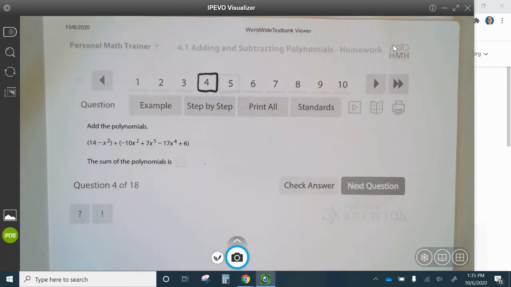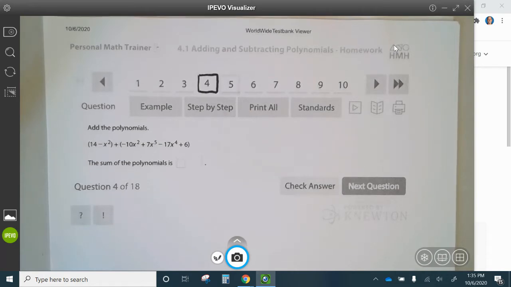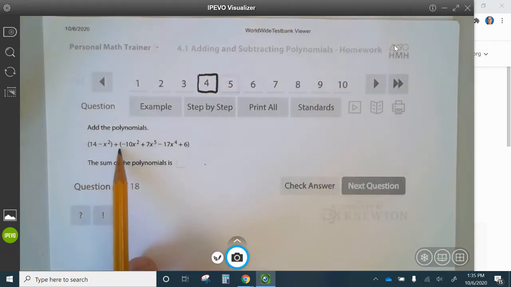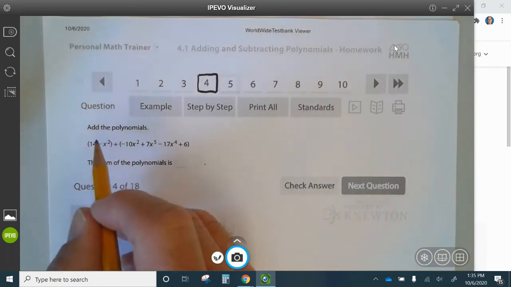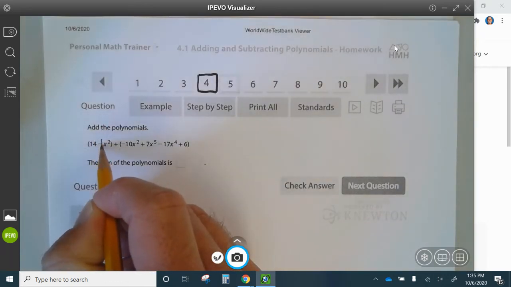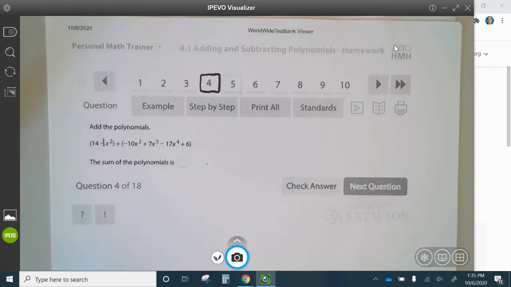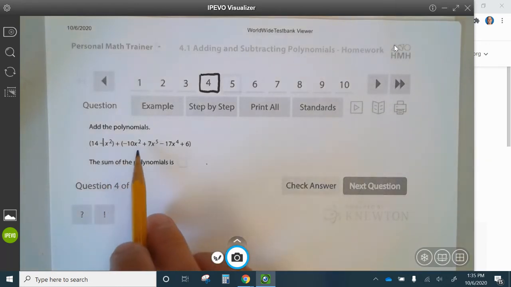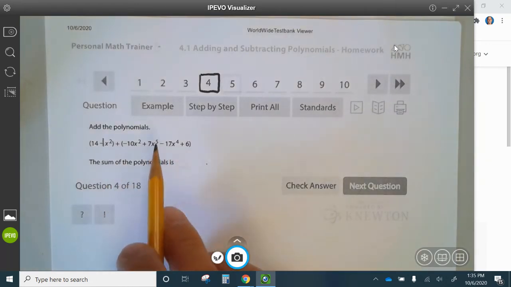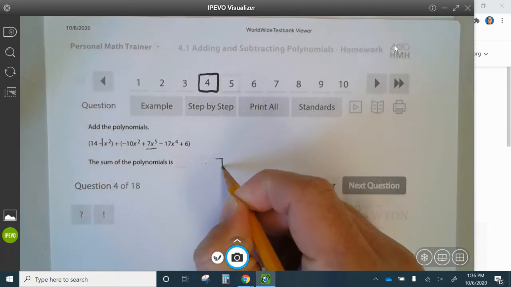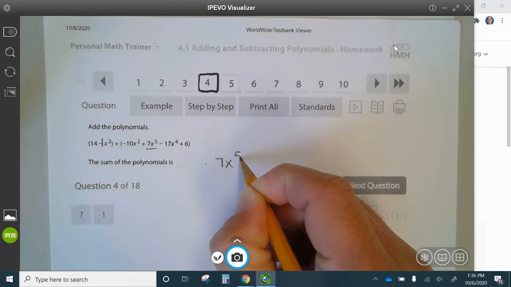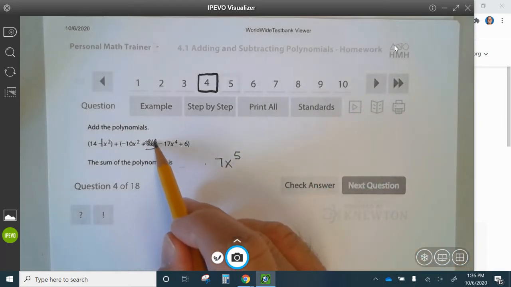All right, number 4, add the polynomials. Okay, again, there's just a 1 in front of the parentheses, so we can ignore the parentheses. So now we can start combining terms. So we have a negative 1x squared there. Okay, but that's not the highest exponent. The highest exponent is 7x to the 5th. There's nothing to combine with it, so we have 7x to the 5th. So we're done with that.